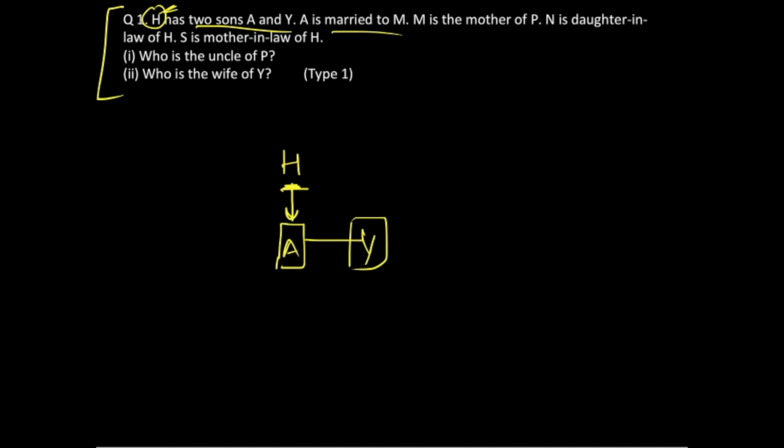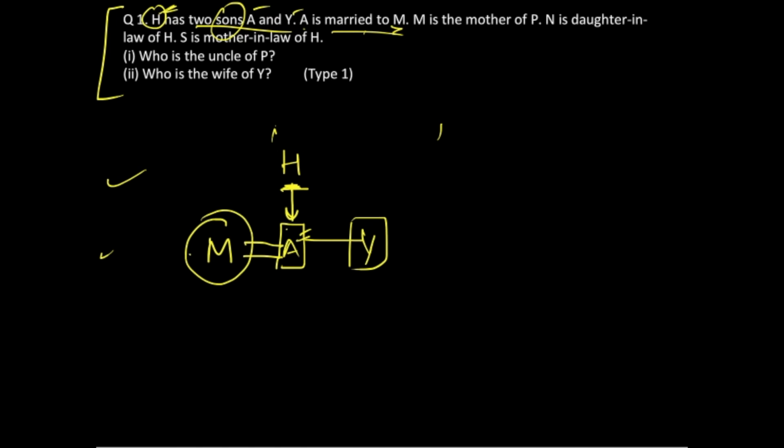Now the next step says that A is married to M. So this is our first step, and in order to further it, you know that A is married to M. So marriage, we would write it as two double lines. You will write M over here, and since it says sons, A and Y both are going to be male, and A is married to someone, so that has to be a female. So M becomes the female, right? So in the first step you have drawn this part, and in the second step you have added M to it, right?